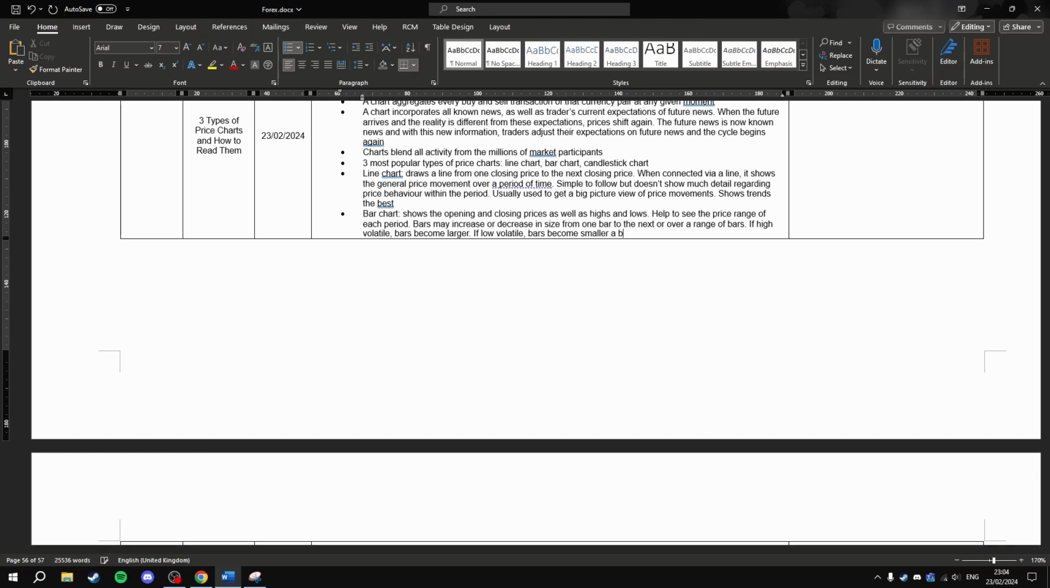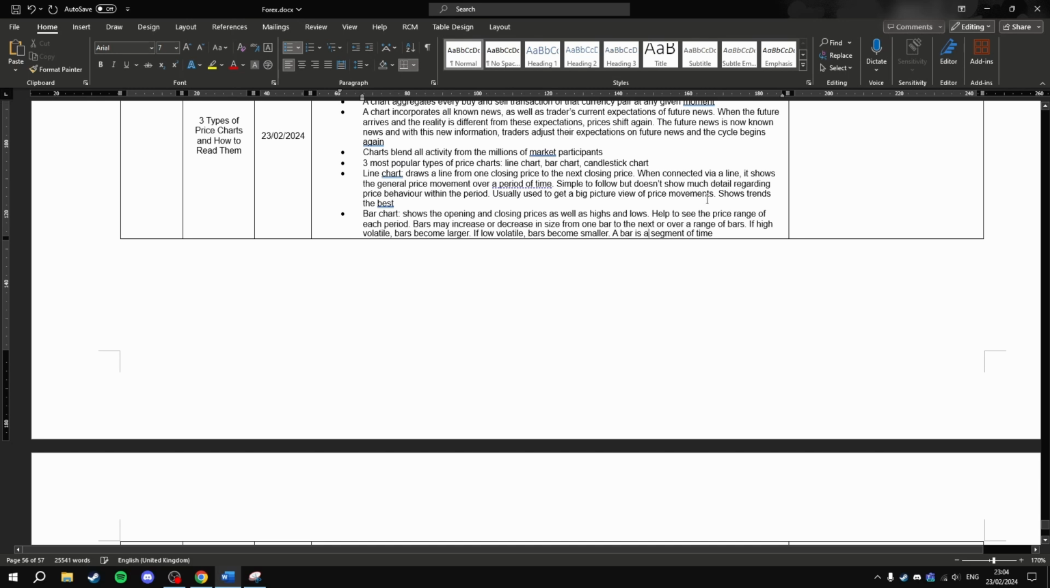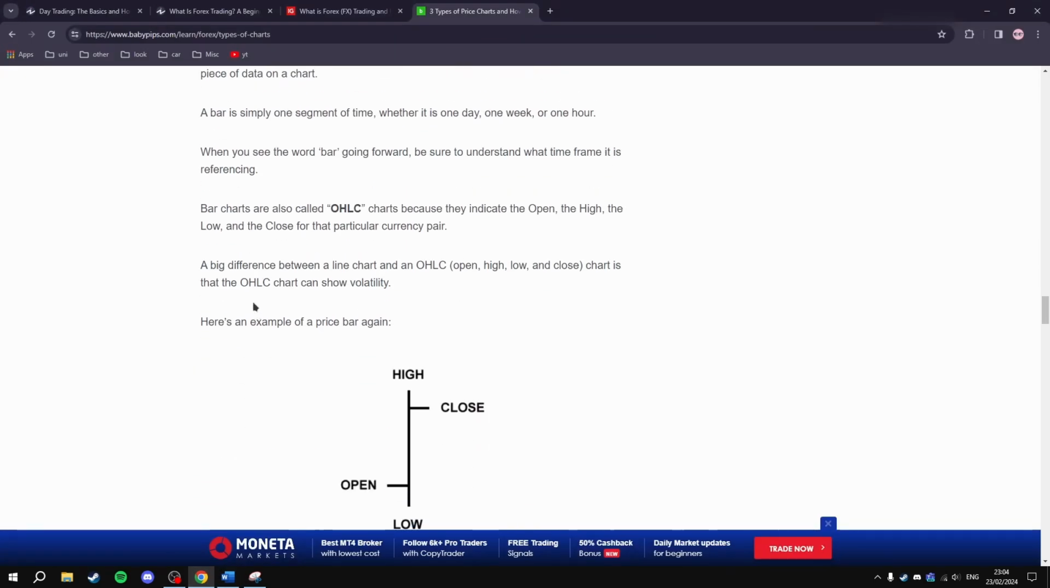A bar is a segment of time. It is one segment of time. When you see the word bar going forward, be sure to understand what time frame it is referring to.